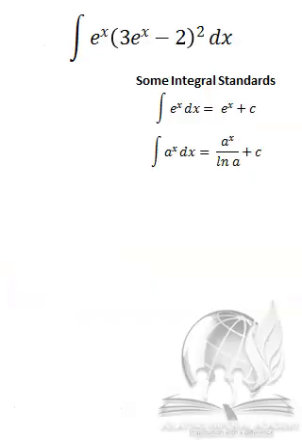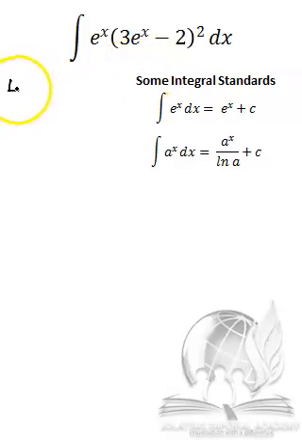We are going to be solving this question. So the examiner asks us to integrate e^x multiplied by (3e^x - 2) all raised to the power of 2. So we are going to be using the substitution method once again for this very question.